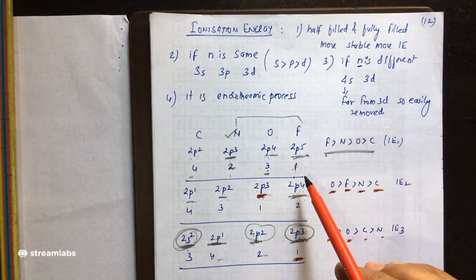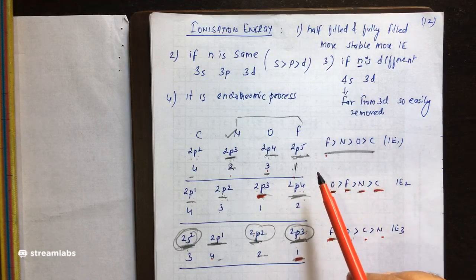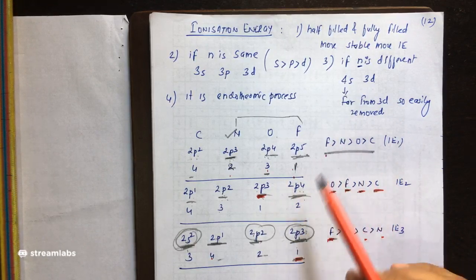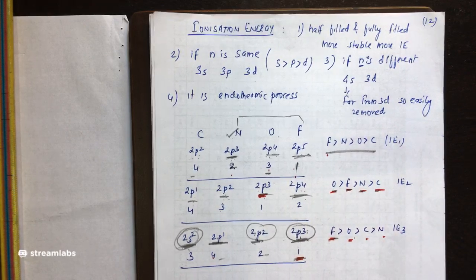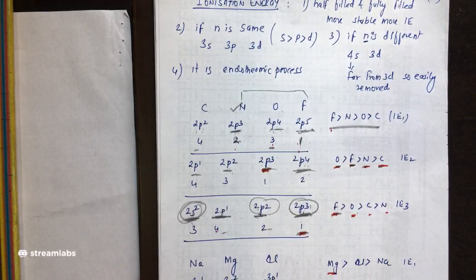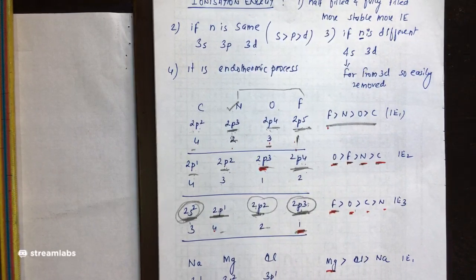So easily the electron can be removed from where? The 4s, because that is the outermost, and 3d is penultimate. Okay, let's come on to the evaluation of ionization energy.